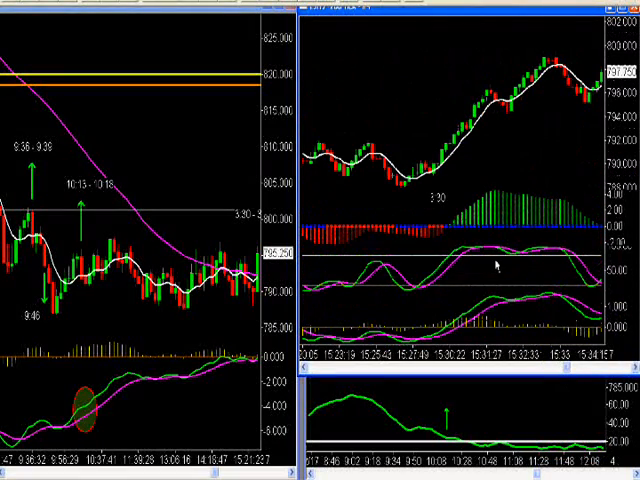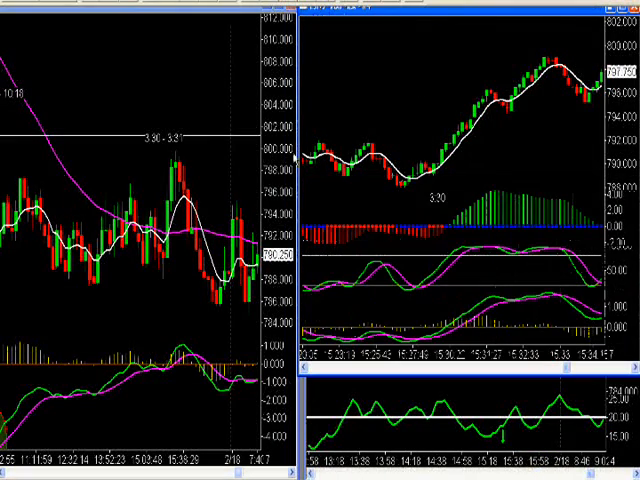Let's see. We had 3:30. We had a long scalp setting up. But you don't know, because this is at 3:30. This bar here where it's setting up, yes, we crossed over both moving averages. That's great, but that bar has not closed yet. That bar did not close until 3:31.